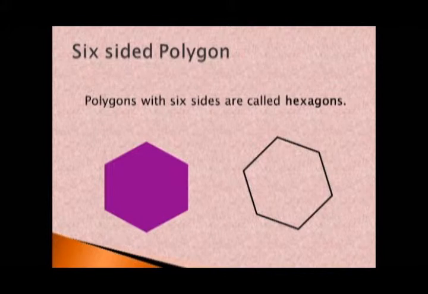Polygons with 6 sides are called hexagons. Here we have 2 hexagons. Can you tell me how many angles are in each of these hexagons? Let me give you a few seconds to think about it and look at them carefully. Did you say 6? Then you are correct. There are 6 angles in each of these hexagons, and each hexagon has 6 sides.